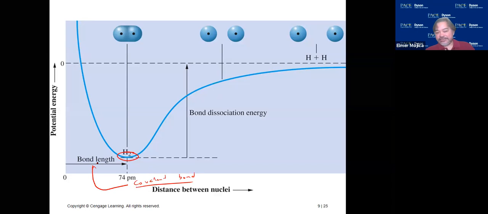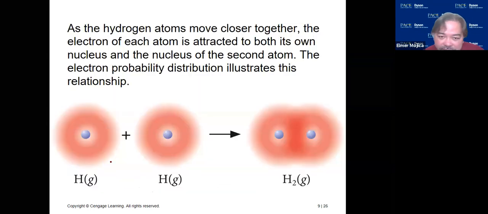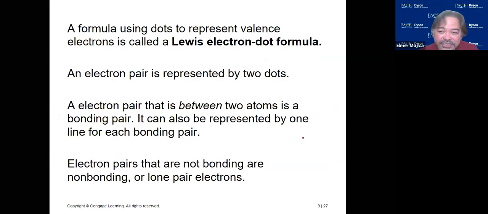That length refers to the distance between the two hydrogen atoms where a covalent bond is formed. So you have a hydrogen atom and then a hydrogen atom. At that distance, they will be bonded together. As the hydrogen atoms move closer, the electron of each atom is attracted to both its own nucleus and the nucleus of the second atom. So that's what it means. But you can represent this using what? The electron-dot formula.